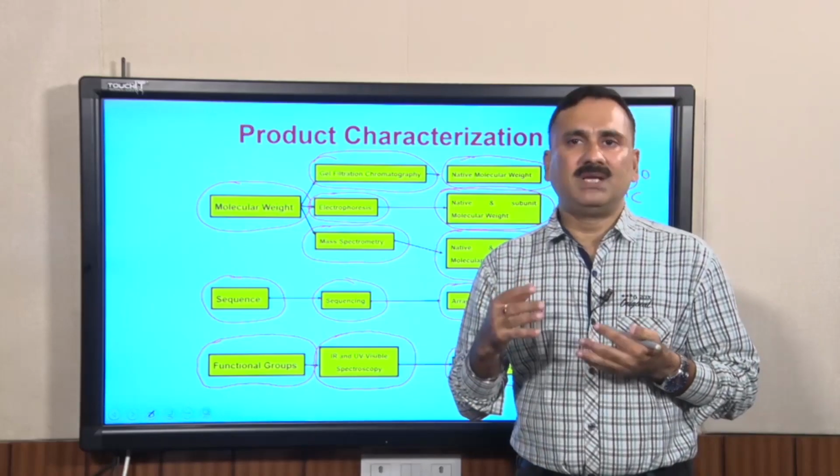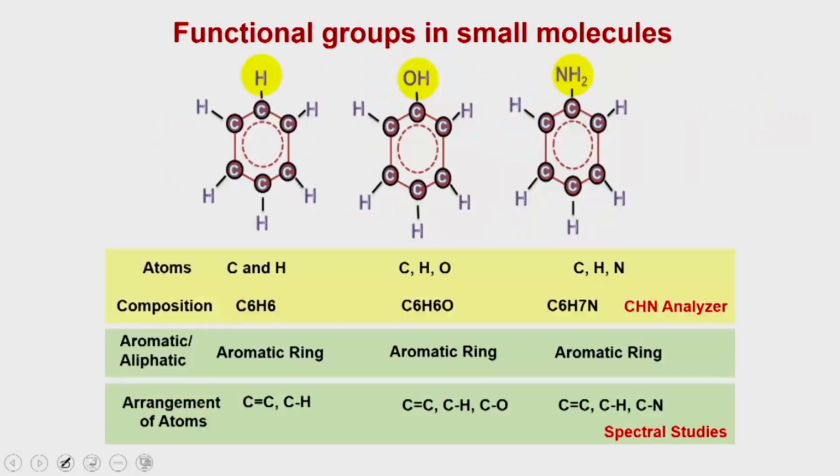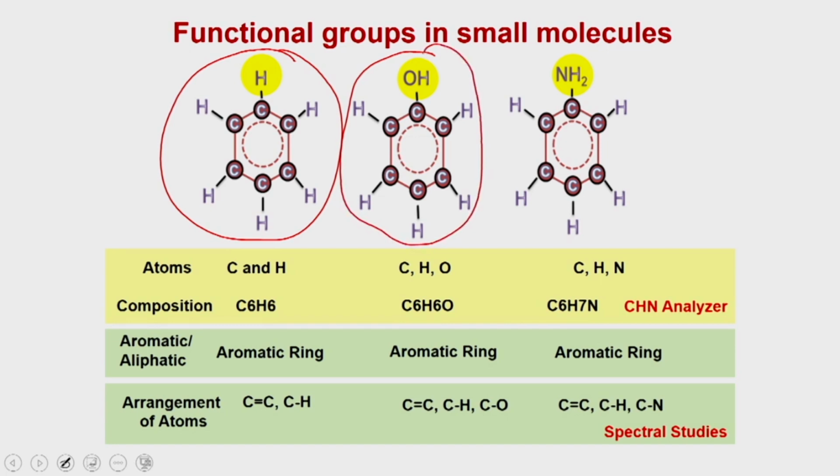For this purpose we have taken three compounds. We have taken a simple compound, benzene, another simple compound, phenol, and a third simple compound called aniline. What you can see from the structures, because the structures of these three compounds are known, is that in terms of atoms, benzene only contains carbon and hydrogen, whereas phenol contains carbon, hydrogen and oxygen, and aniline contains carbon, hydrogen and nitrogen.